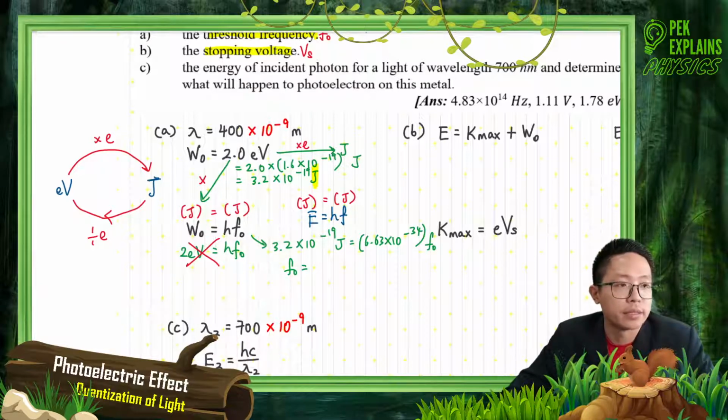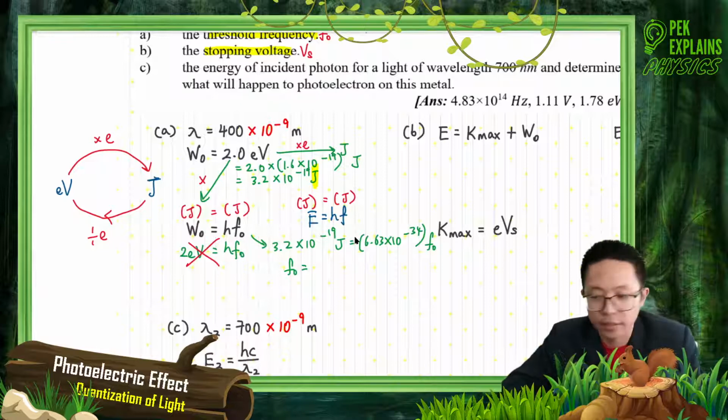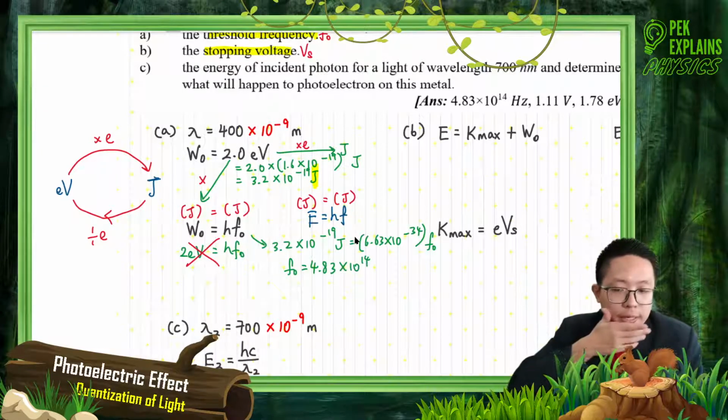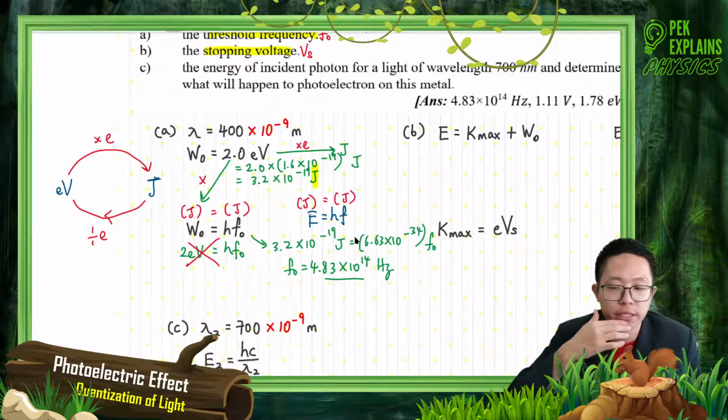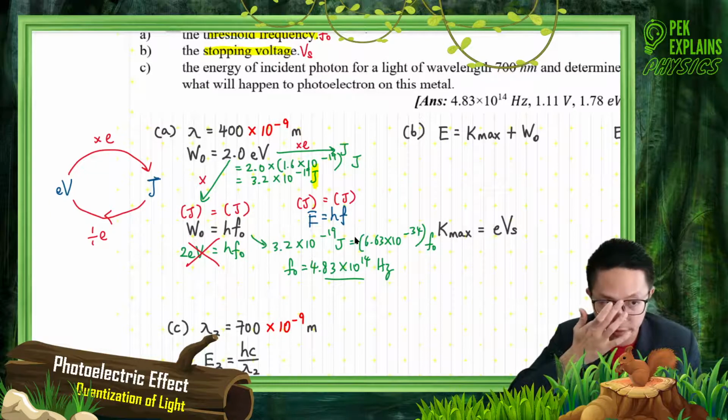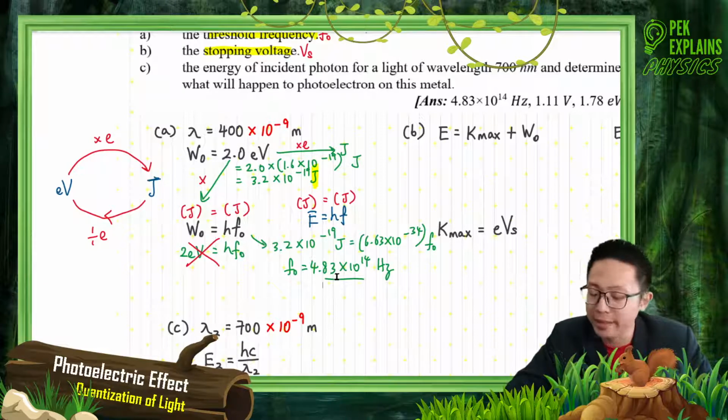The answer is 4.83 exponent 14 hertz. That's our threshold frequency. Different metal has different threshold frequency. So we got the answer 4.83 exponent 14 hertz.